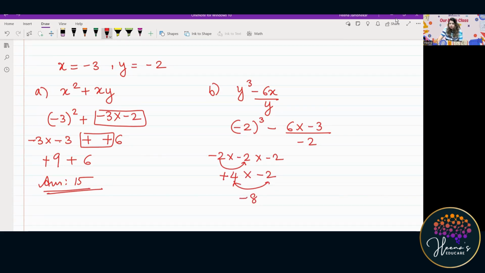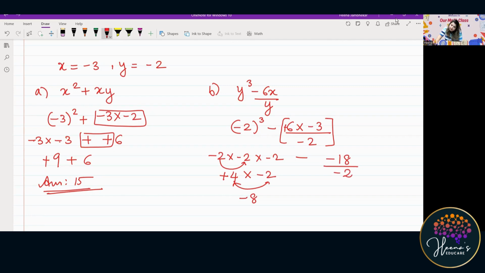Let's move on to this one now. 6 threes gives you 18. Just look at this part. 6 threes is 18. And you have positive 6 and negative. So plus and minus gives you a minus. Upon, you have a minus 2.